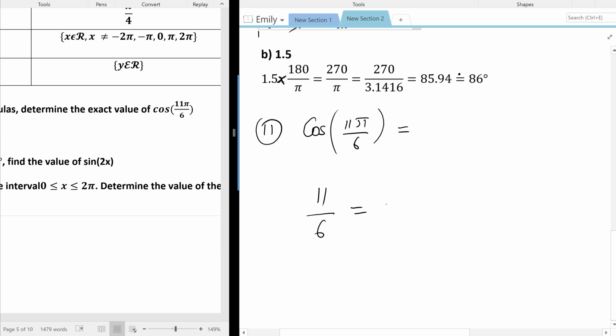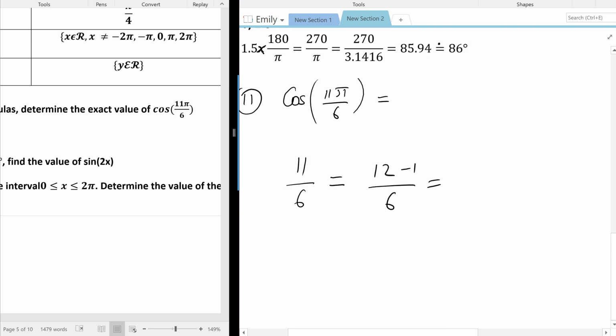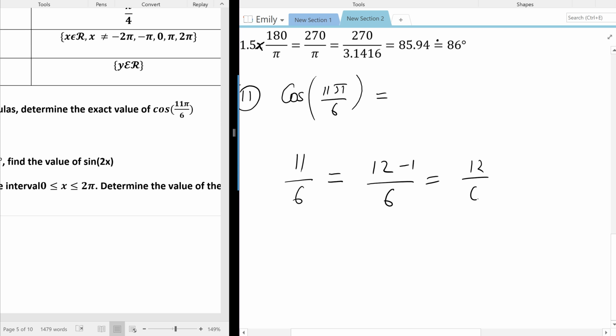Now in order to convert into a mixed number, you have to know 6 times what number is very near to that, and we know that that's 2. So you can do simply that: 6 times 2 plus 1 is 11. Or if you want to do it in a slower way, you replace 11 with 12 minus 1. Then you do 12 divided by 6 minus 1 over 6. 12 over 6 is 2, so 2 minus 1 over 6. So you can convert it that way.